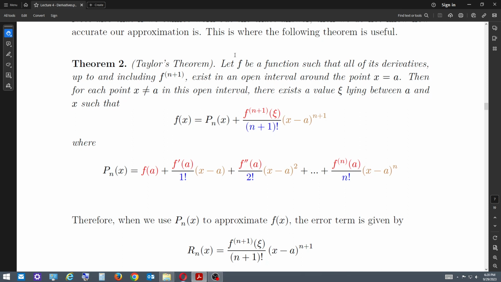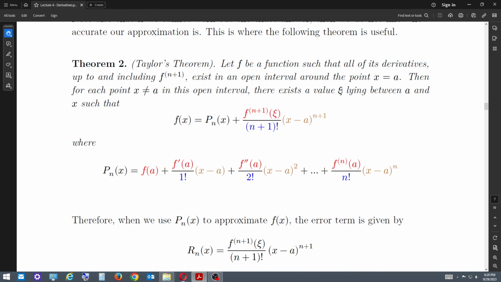What Taylor's theorem says is, if we have a function f where all its derivatives up to and including the n plus 1 derivative exist in some open interval around a point in question x equals a, then for each point x which is not a in this open interval, there exists some value xc. This is pronounced different ways. I pronounce it xc, some people pronounce it xi. So xc lies strictly between a and x.